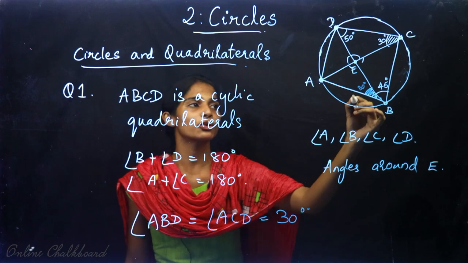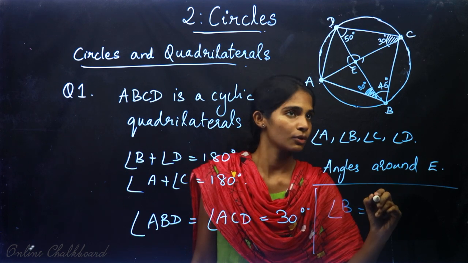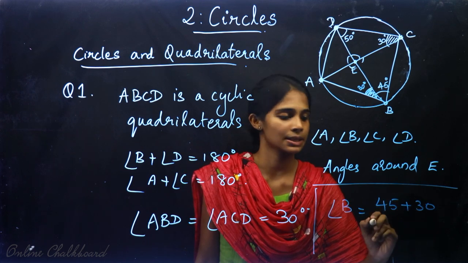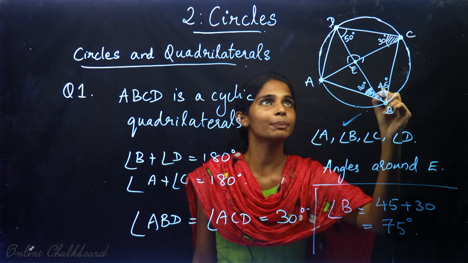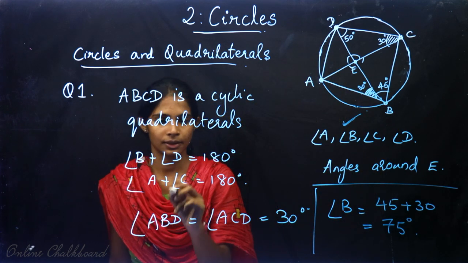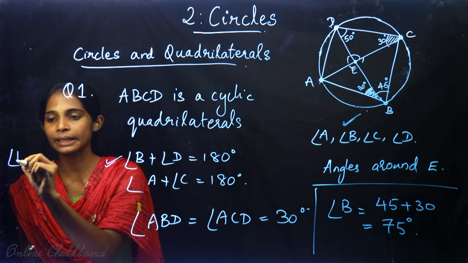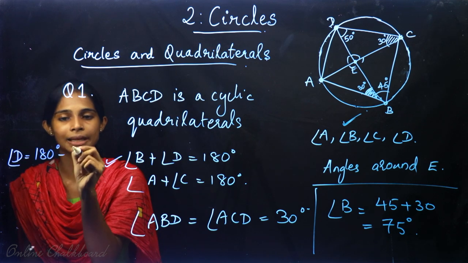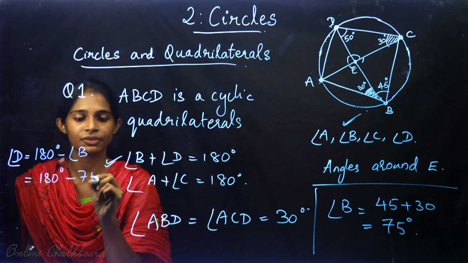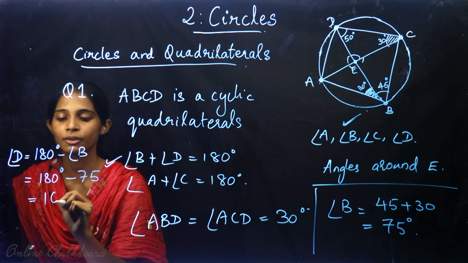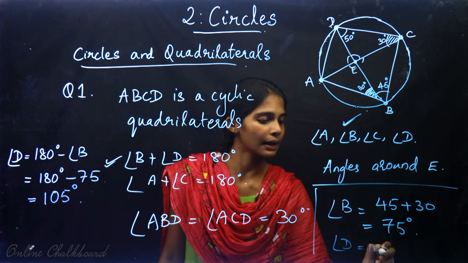Ippa nokike namaka full angle B kittille. So we have angle B is equal to 45 plus 30, which is 75 degree. Okay, now we have one angle. Kitti. Now, angle B kittiya, can you find angle D? We already paranyu, angle B plus angle D, 180 degree. Aana. So, we have to write angle D will be 180 minus angle B. So, angle D will be 180 degree minus 75 degree. So, that will be 105 degree. Okay, so angle D da value getti, angle D is equal to 105 degree.